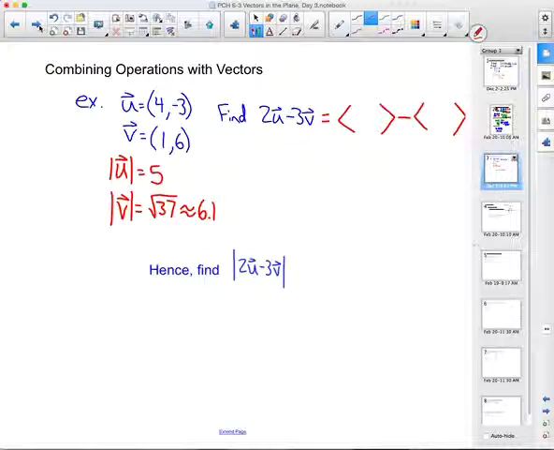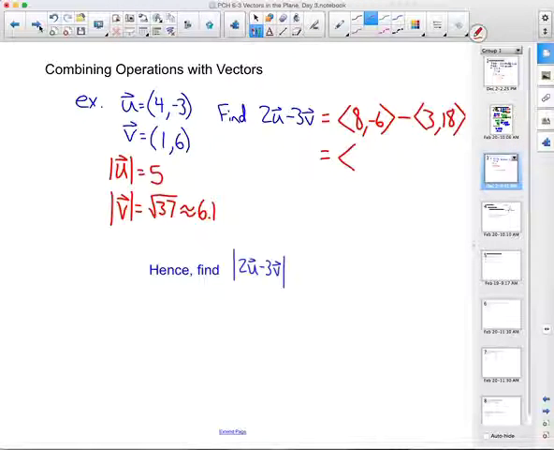You didn't need to do this, I'm just prepping. You can do it one of 2 ways, either multiply by 3 and then subtract, or multiply by a negative 3 and then add. Just to make sure you don't use the negative twice. But alright, what's 2u? 8, negative 6, right? And what's 3v? 3, 18, okay?